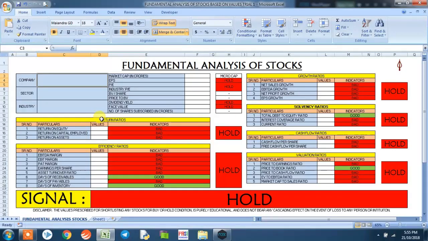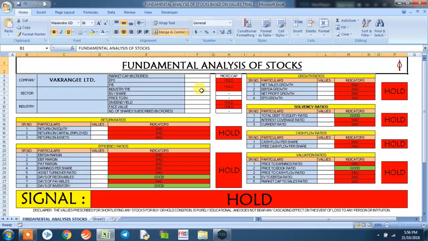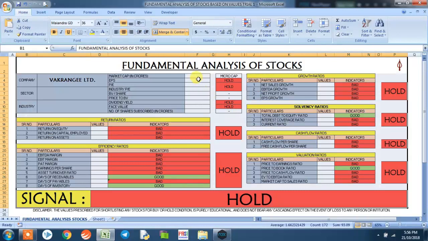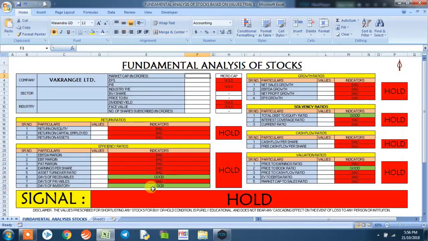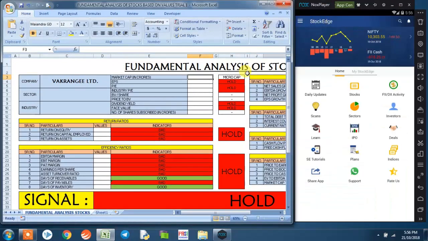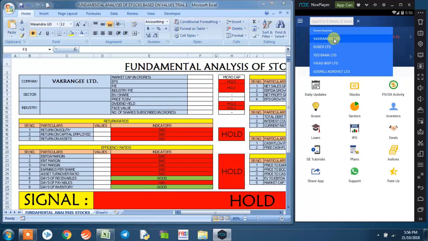The stock that is shortlisted today for fundamental analysis is VAKRANGEE Limited. About the program, this is an Excel program wherein we put financial data onto this program and arrive at a conclusion whether to invest in this company at this point of time or not. So let's go ahead. The financial data that we put in this program is through an app known as the Stock Edge app. So let's go ahead and in the search bar we click VAKRANGEE Limited.